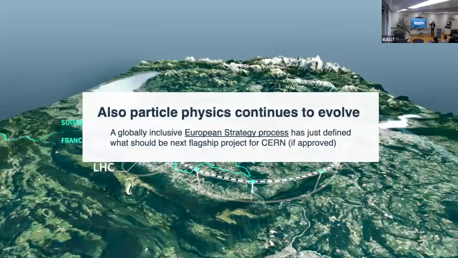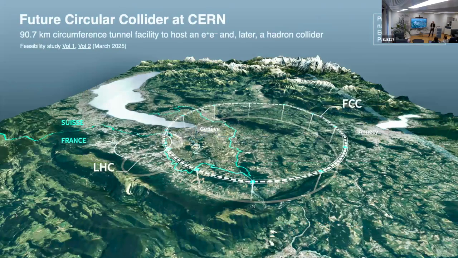And I wanted to just say that also in our field, we are not at the end, we continue to evolve. There has been a globally inclusive European strategy process for particle physics. And it was just in December that it defined what should be the next flagship project for CERN. You probably have heard about this. We call this the Future Circular Collider.